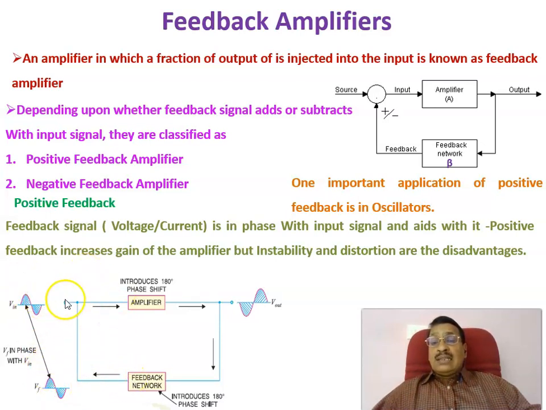The feedback signal is added with the input signal, and the resultant is given to the amplifier. Therefore, this is a positive feedback amplifier, and one important application of the positive feedback amplifier is oscillators. Oscillators have positive feedback amplifiers. Therefore, this is a positive feedback amplifier.